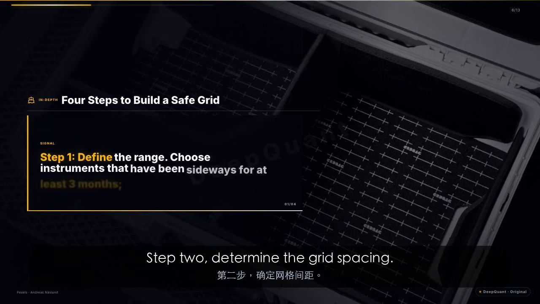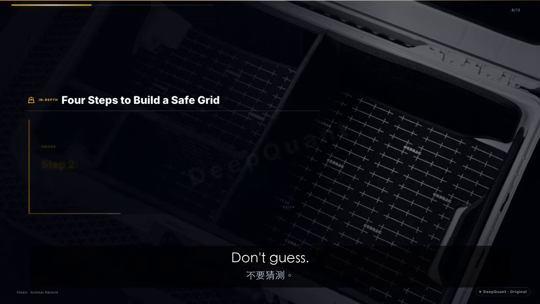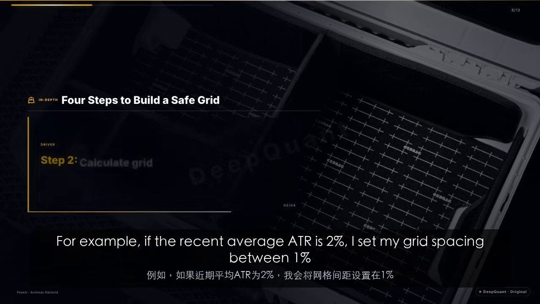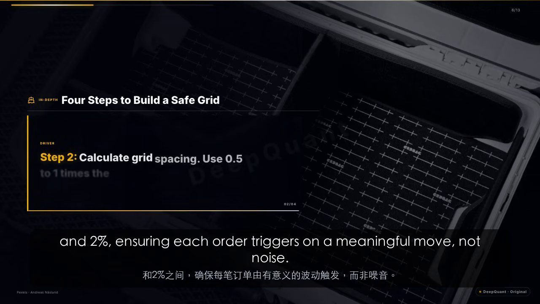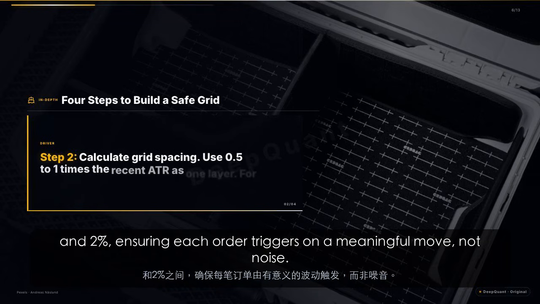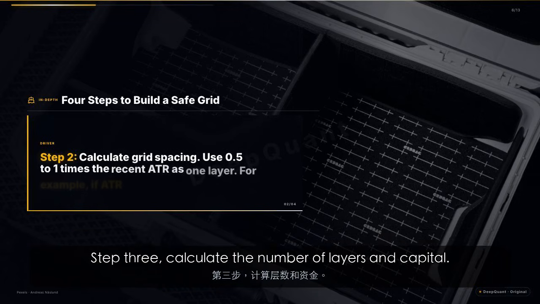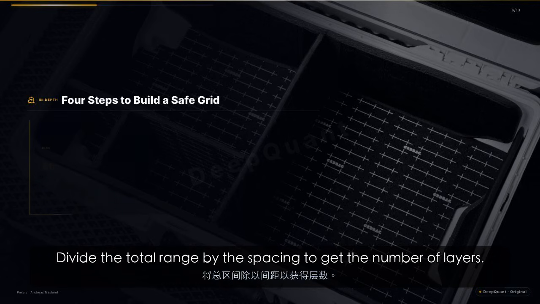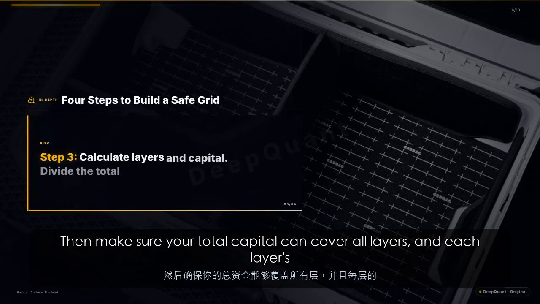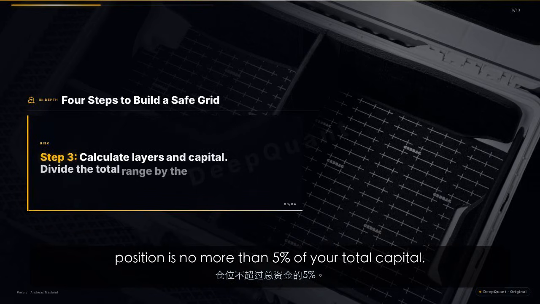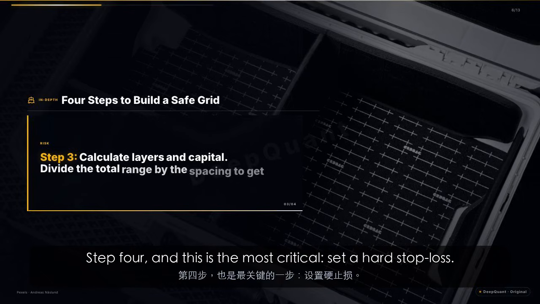Step 2. Determine the grid spacing. Don't guess. Use ATR. For example, if the recent average ATR is 2%, I set my grid spacing between 1% and 2%, ensuring each order triggers on a meaningful move, not noise. Step 3. Calculate the number of layers and capital. Divide the total range by the spacing to get the number of layers. Then make sure your total capital can cover all layers, and each layer's position is no more than 5% of your total capital.